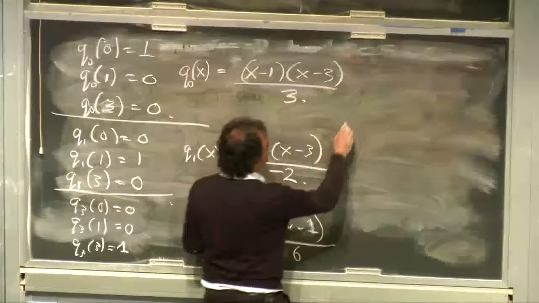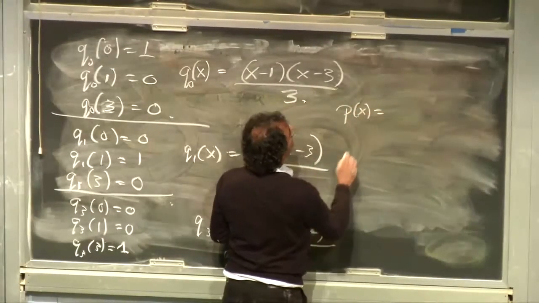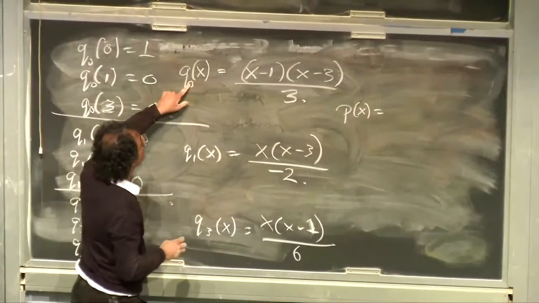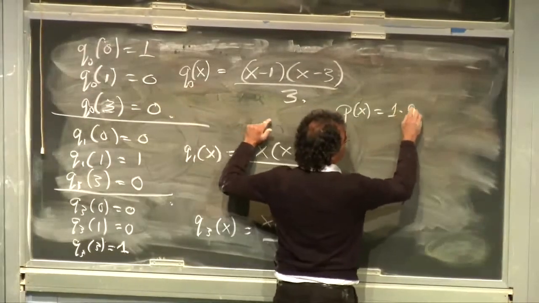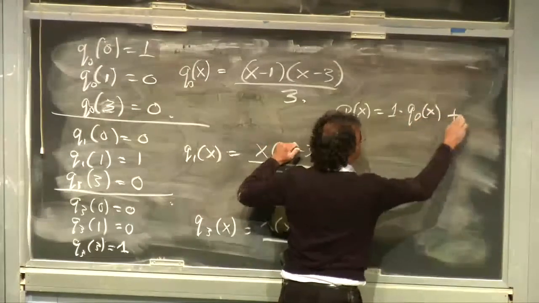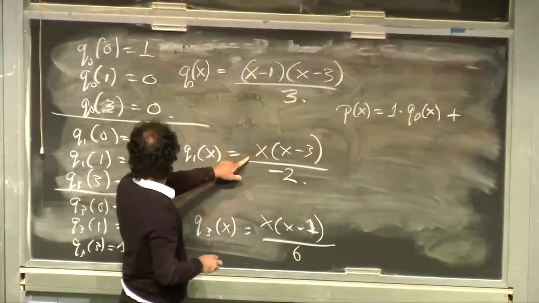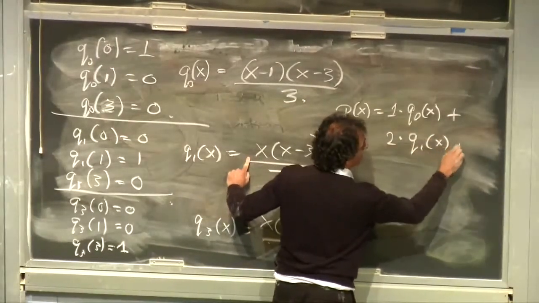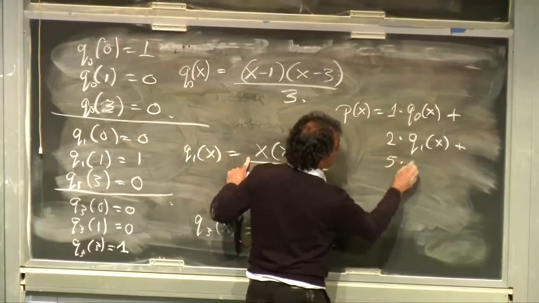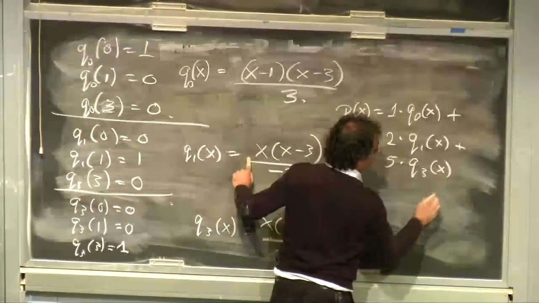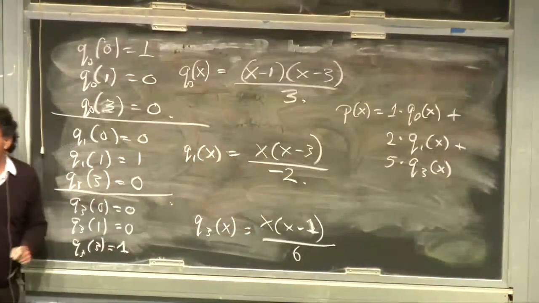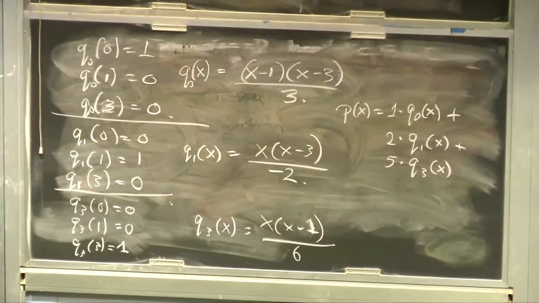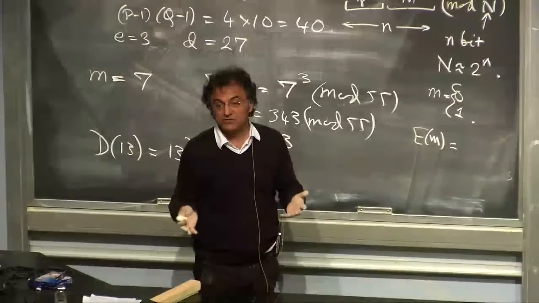How about if we take p of x equal to 1 times q naught plus 2 times q1 of x plus 5 times q3 of x. So first of all, is it the correct degree? Is its degree equal to 2? Yeah, because it's the sum of 3 degree 2 polynomials.